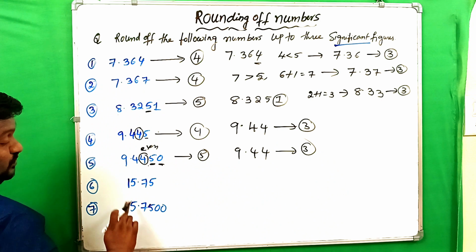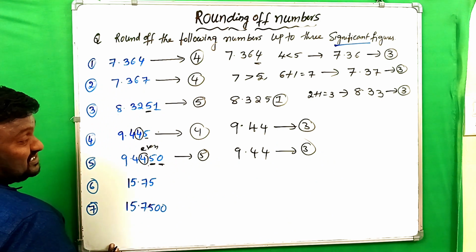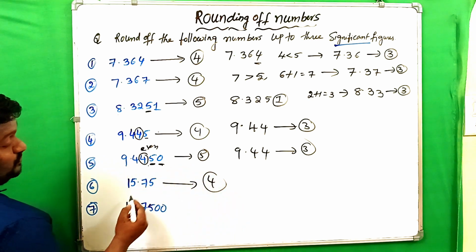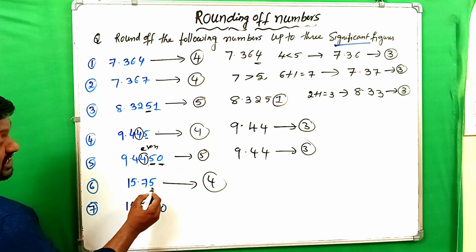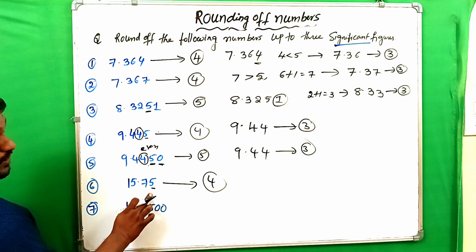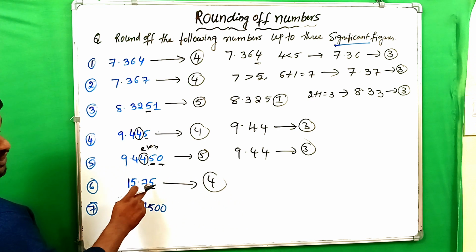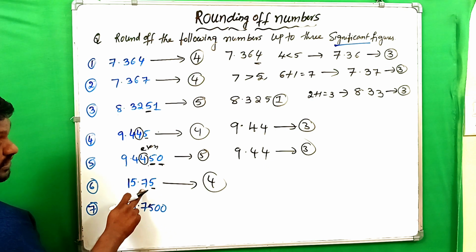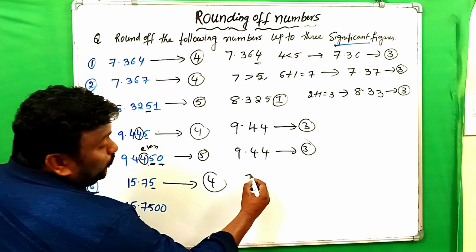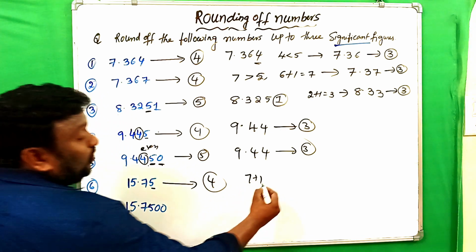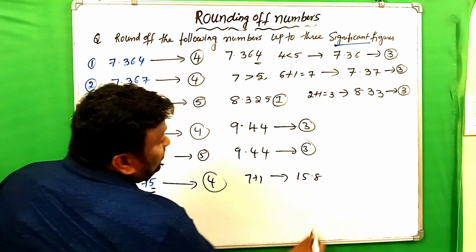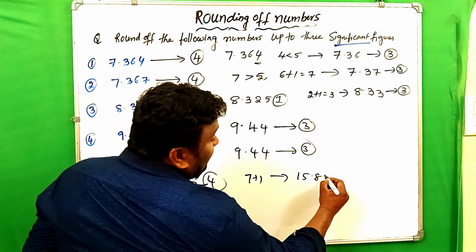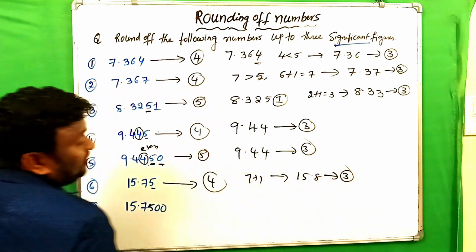And now 15.75. In this case we have 4 significant figures: 1, 2, 3, 4. The last digit, the insignificant digit, is 5. This 5 is going to be dropped. Now we have to check whether the preceding number is even or odd. It is an odd number, so it is raised by 1. Clear? Then we write 15.8. So finally how many are there? Here 3 significant figures.